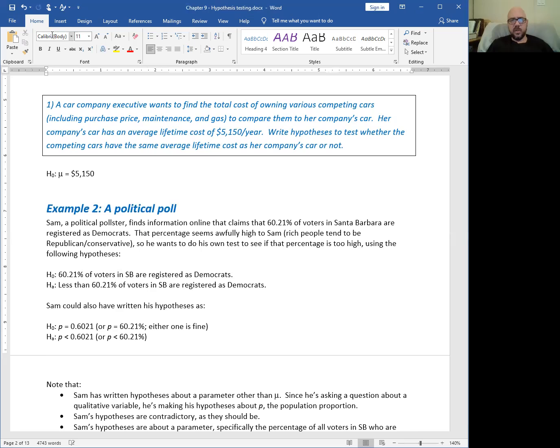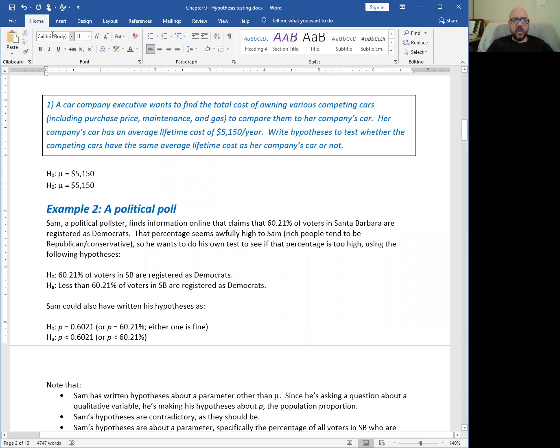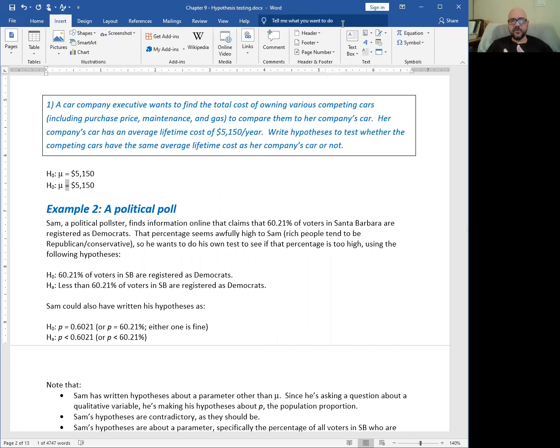lifetime cost is the same. And then when you write hypotheses, the way you really want to think about it is pretty much everything should be the same except the symbol should change, right? And so if I'm testing to see whether the competing cars have the same average lifetime cost as her company's car or not, that just means not equal to. Right? So that's what I want to put in here. Sorry, my Zoom stuff is interfering. Symbol and what not equal. So there you go. That's it.